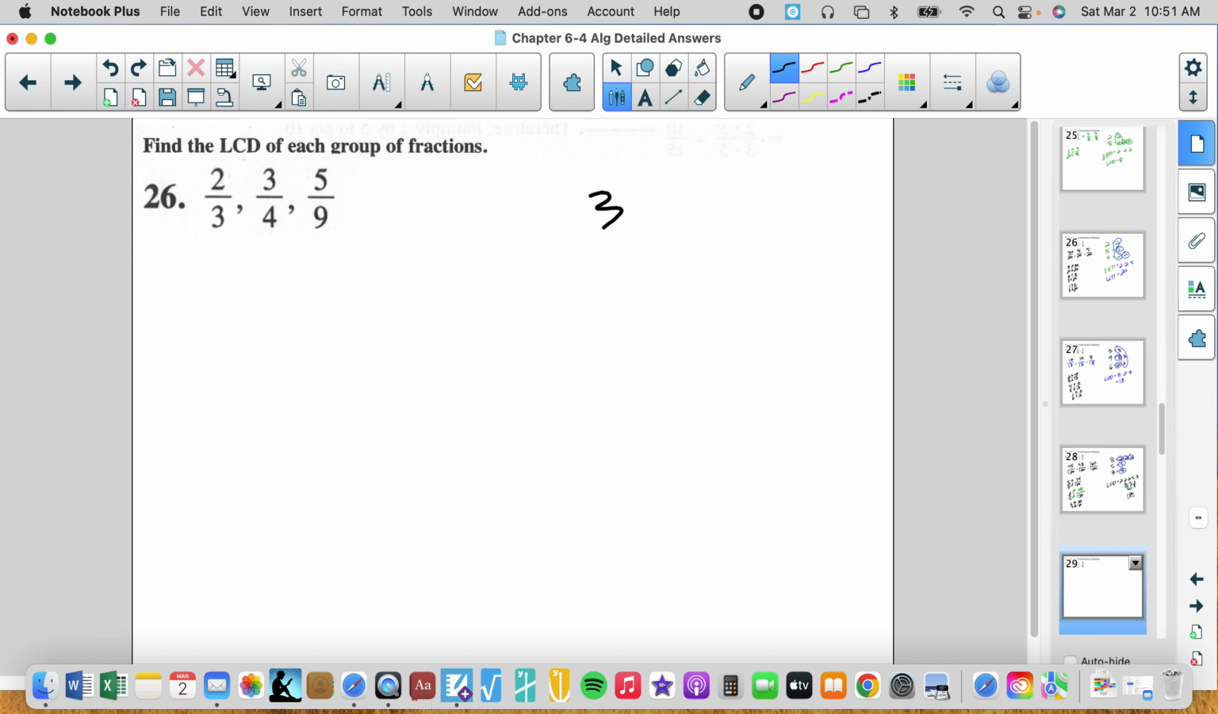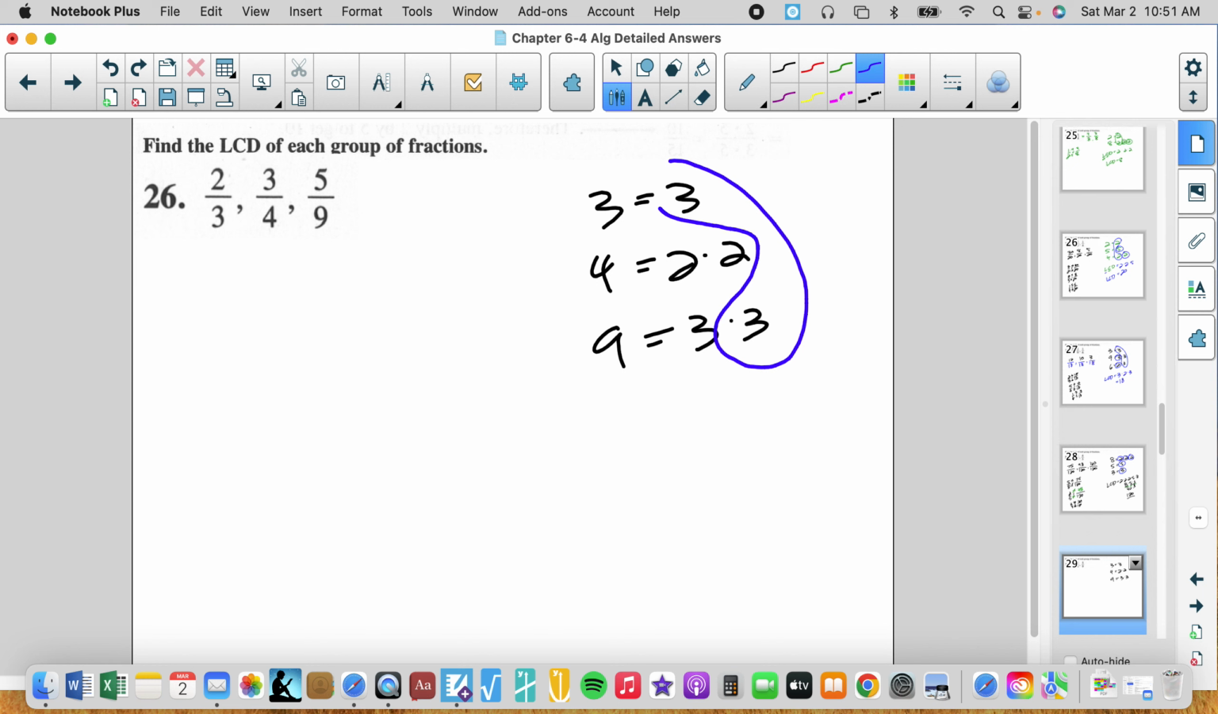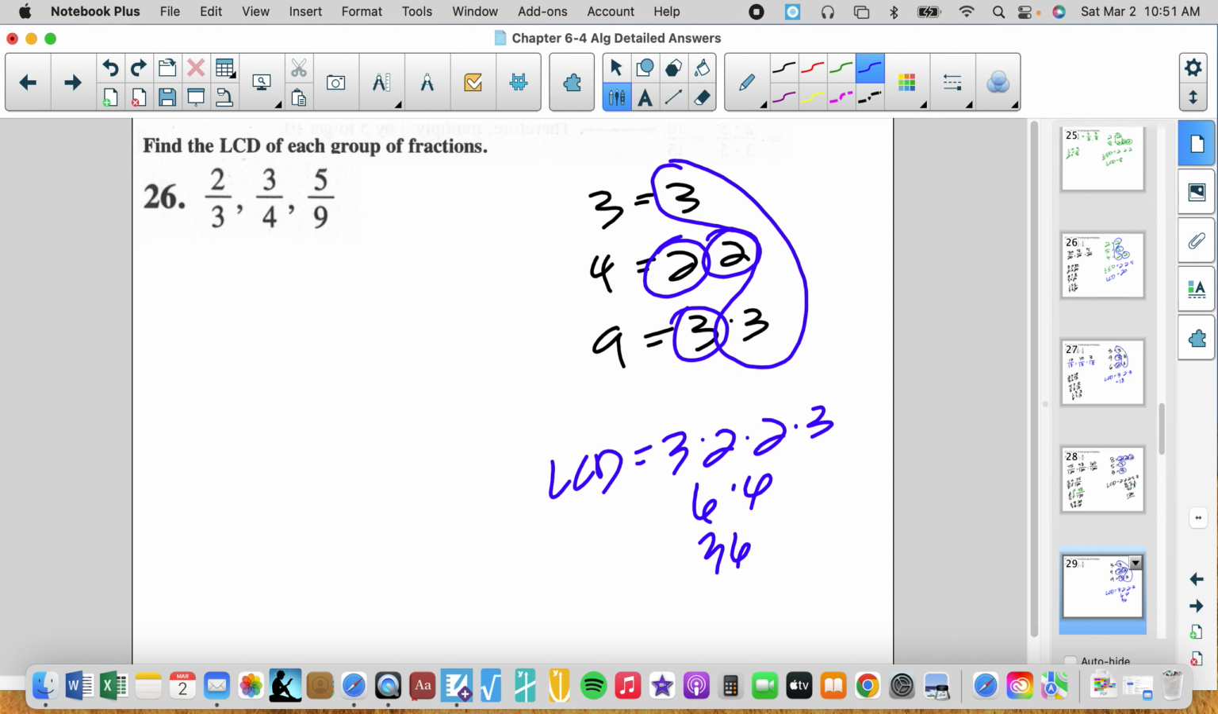3, 4, and 9. And again, nothing in common. We can circle one of those 3s. That's left over, that's left over, that's left over. So my LCD is going to be the 3 that 2 have in common, the 2, and the 3, which is 9 or 6 times 6, which is 36. So my common denominator is going to be 36.